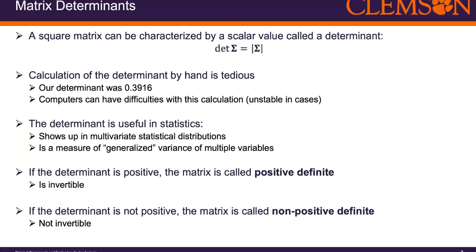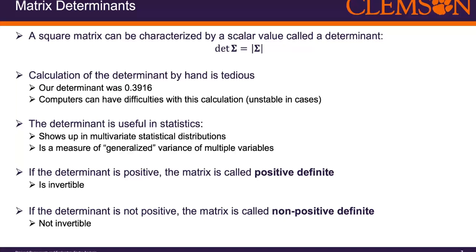Now, the determinant itself, computers actually have struggles. I wouldn't say difficulties, but they can compute it just fine. And there's a bunch of rounding error. It has a lot of operations to go and get a determinant usually. But we use the determinant in quite a few places in statistics. It shows up in multivariate statistical distributions. We've talked about it in the context of the multivariate normal, for instance. It is a measure of what we call generalized variance.